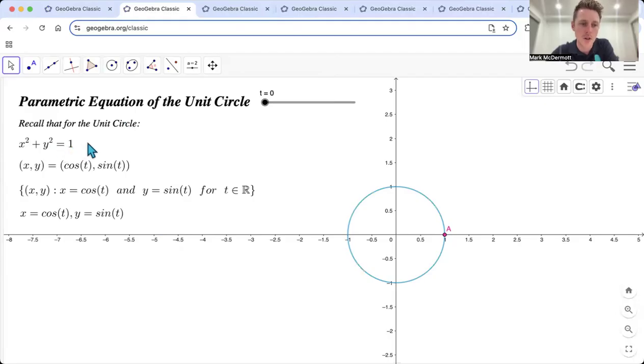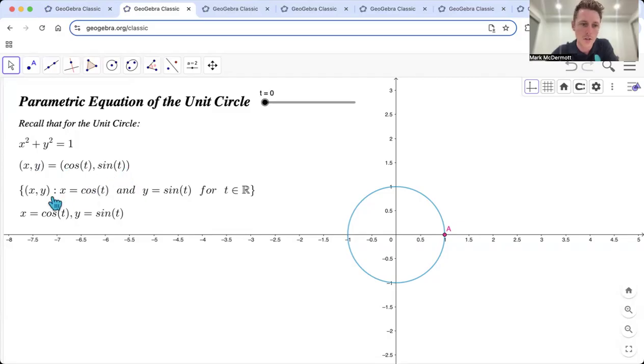And something you should hopefully know from your study of circular functions is that you can define any point on the unit circle as being cosine of the angle that's created with the positive direction of the x-axis. So what we can say is that the x coordinate is equal to cosine of that angle. We can just call that cosine of t, where t is this new parameter that we've introduced. And similarly, y is equal to sine of t.